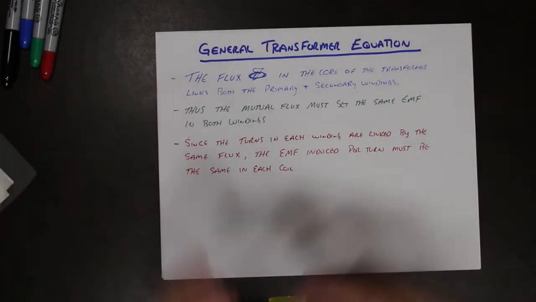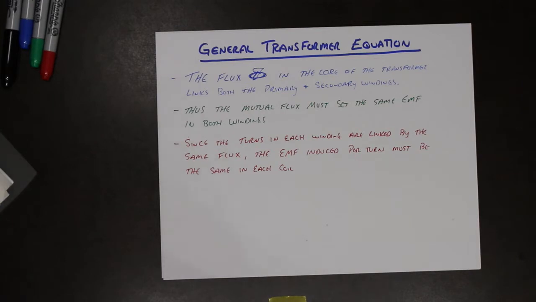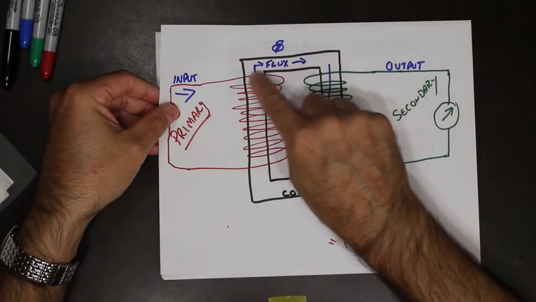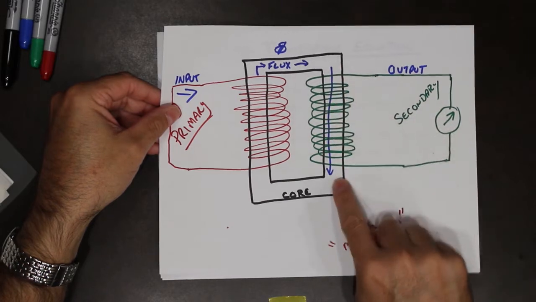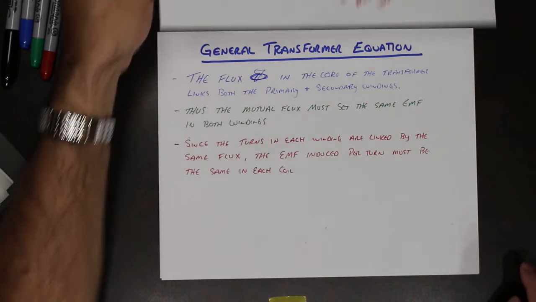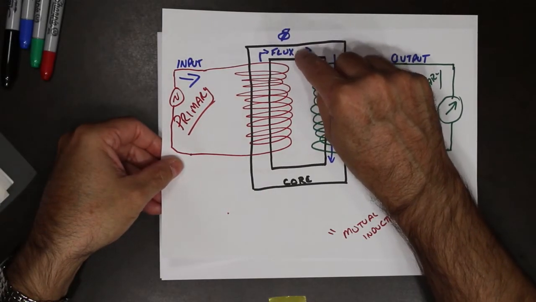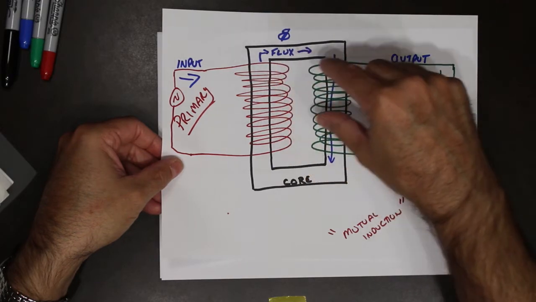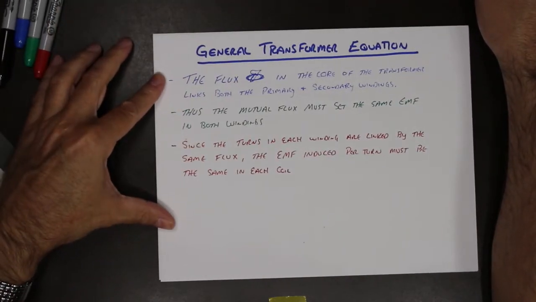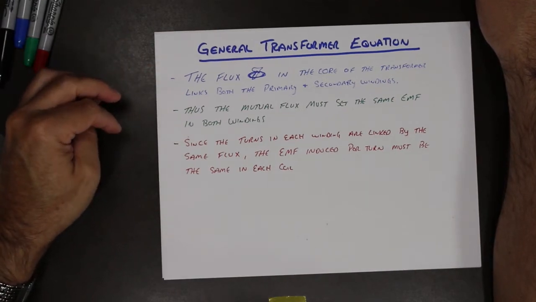Right. In transformers, there's something known as the general transformer equation. The general transformer equation has three sentences to it. The first one says that the flux in the core of the transformer links both the primary and the secondary windings. So if we go back to our diagram here, the flux in the core links both the primary and secondary windings. The next statement says, thus the mutual flux must set the same EMF in both windings. So if the flux is of certain strength, it will affect one winding the same as it affects the other winding. Since the turns in each winding are linked by the same flux, the EMF induced per turn must be the same in each coil.